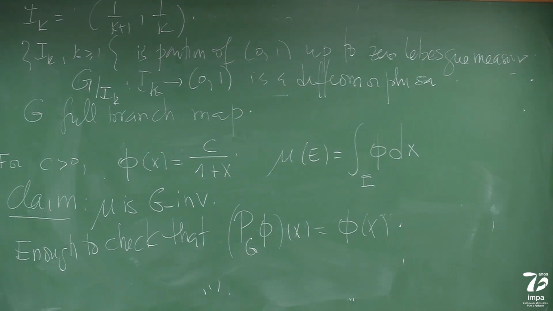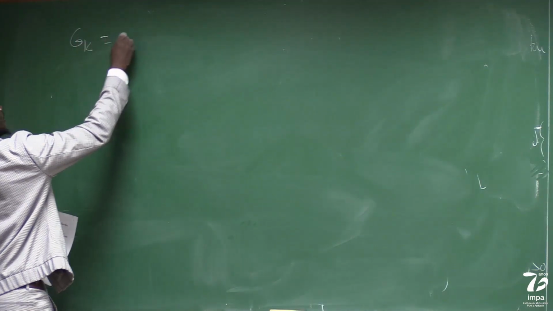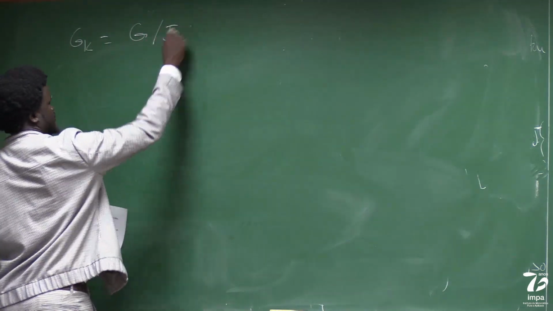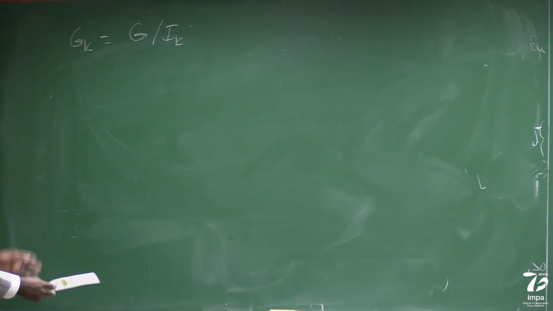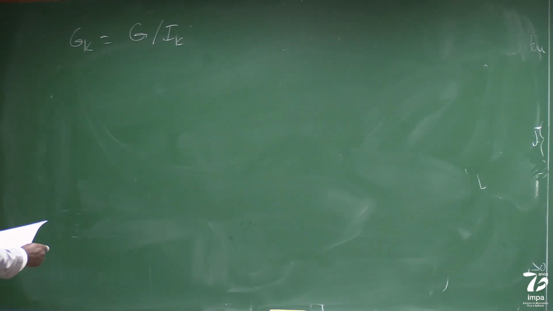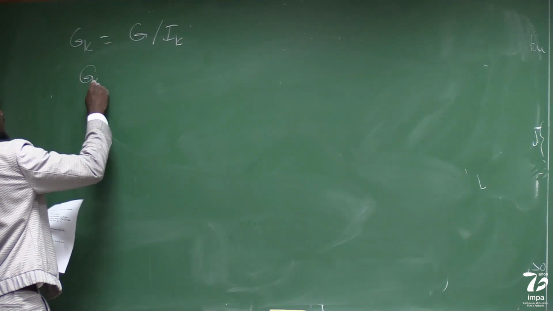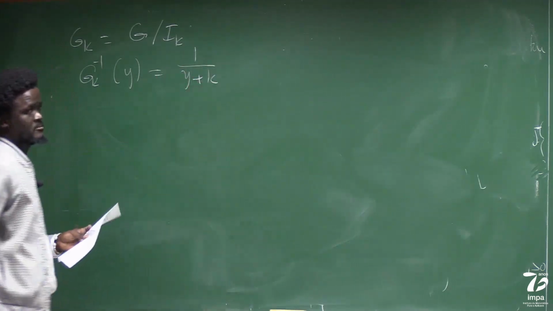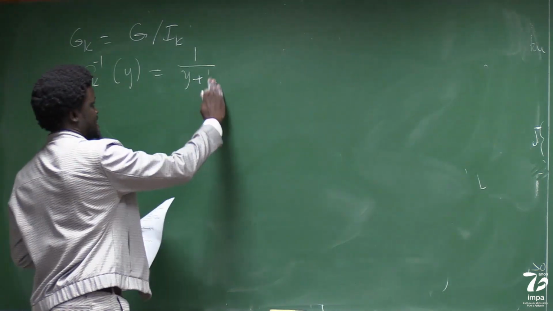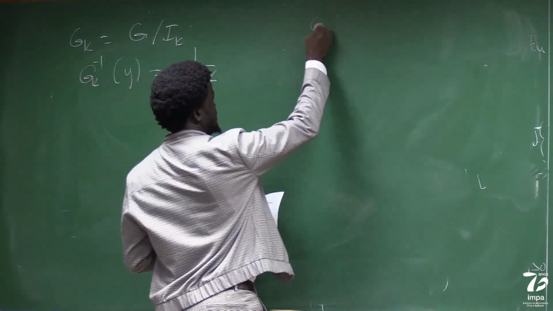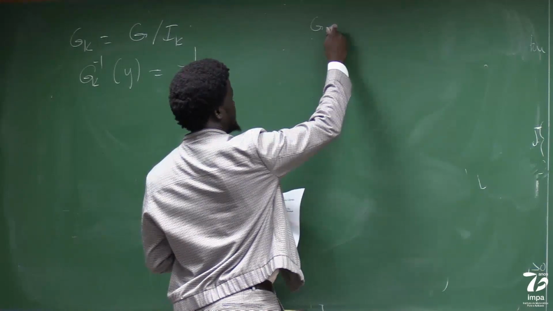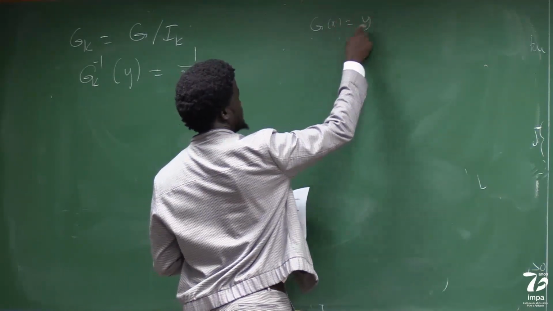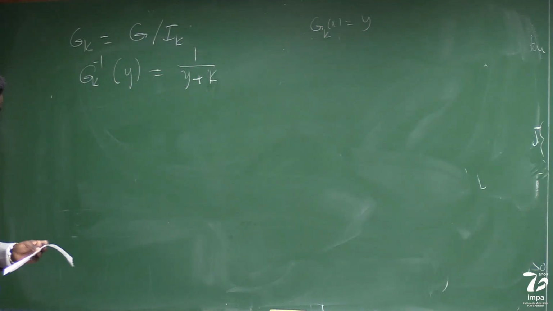So let us do the calculation here. Let's write Gk to be G restricted to Ik, just to not carry all this heavy notation. So what is Gk minus 1? This is something you can check. It is 1 over y plus k. Just solve the equation G of x equals y, Gk.